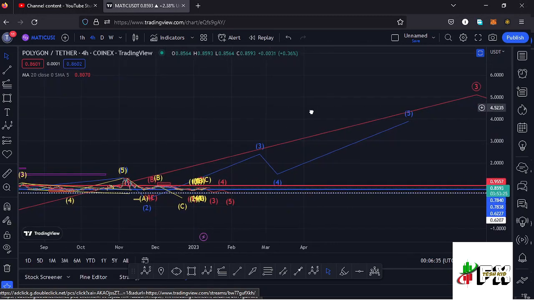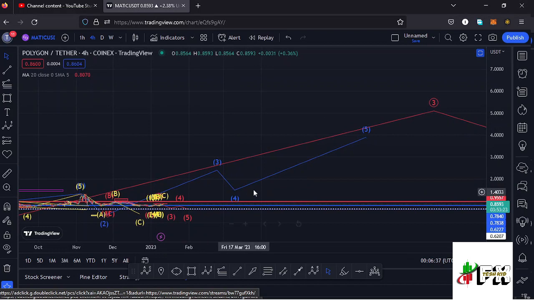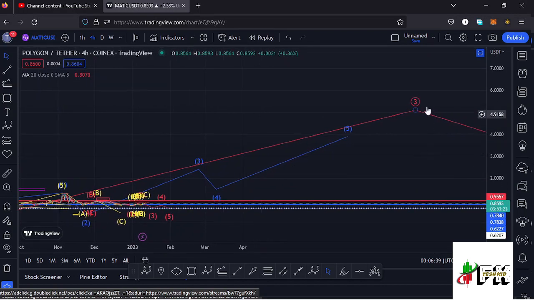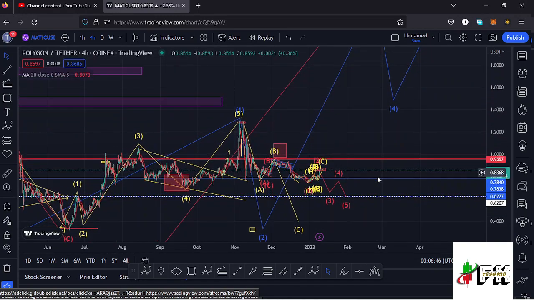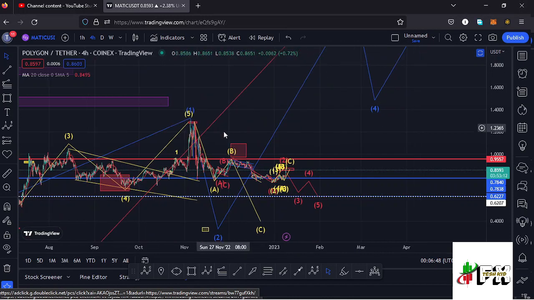Here on the 4-hour chart, you can see I have this Elliott wave structure in blue, which is a fractal wave within the formation of that higher Elliott wave count 3 to the upside, where I believe we have completed the formation of that higher Elliott wave count 1 to the upside after making our peak at around the $1.3 mark.